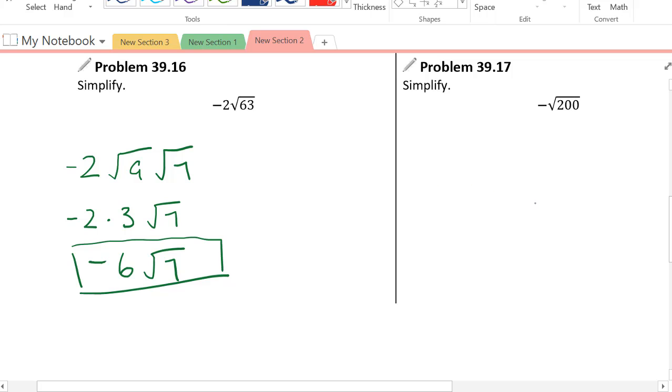Okay, look at the next one. We have square root of 200. So negative, bring down the negative, right? Square root of 200. What's a perfect square that goes into 200? Well, you'll find that it's going to be 100 times 2, right? And then what do we do? Just bring down the negative, and then the square root of 100 is just 10, and then radical 2. And that's it.